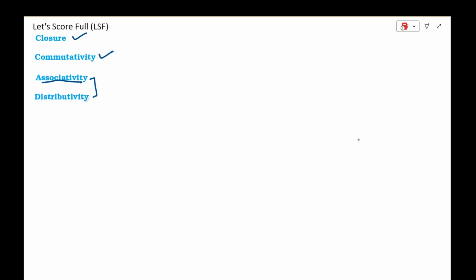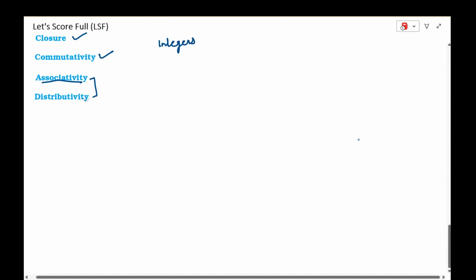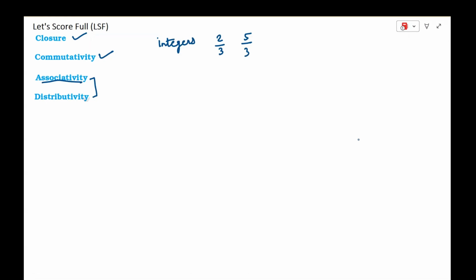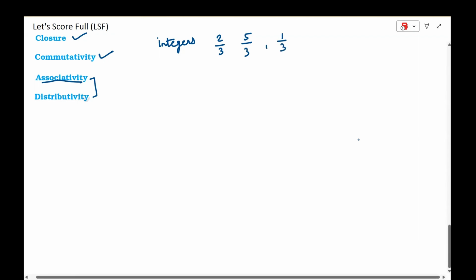Okay, let's see one example. Suppose I'm talking for integers. This property can be with any types of number. So let's take two integers, that is 2 by 3, and then suppose 5 by 3. Now, adding these two, how much do I get? By taking the LCM. To show associativity, I need a third number. Suppose it is 1 by 3. I took all the denominators equal so that we can solve it easily. Even for different denominators, you can apply this property.